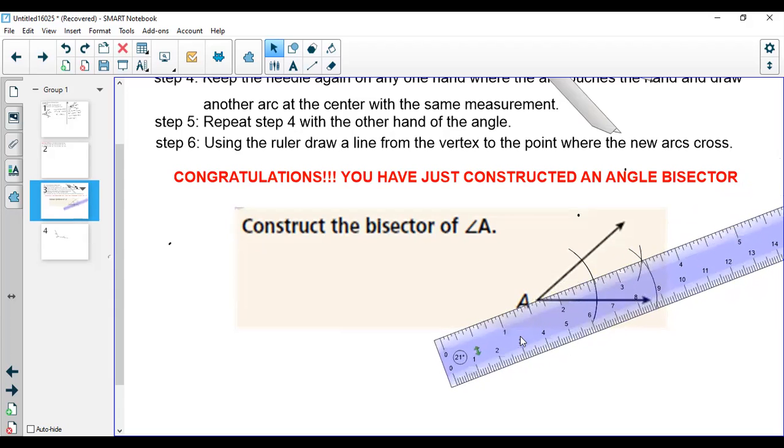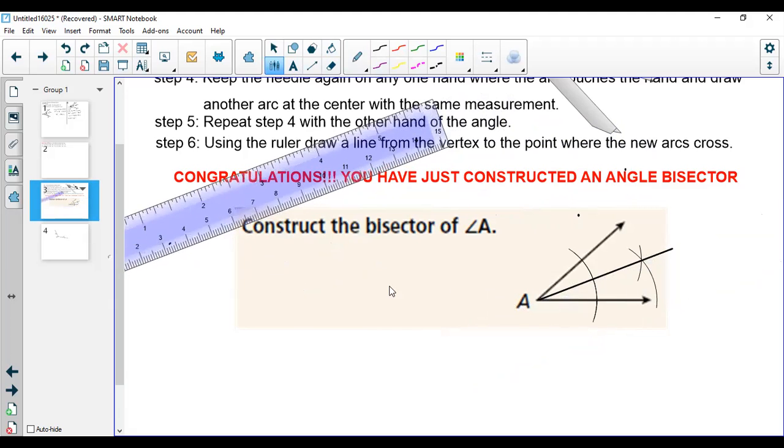Okay, so try your best from the vertex to the point where the arcs cross. All you need to do is draw a line like that and move your ruler. You have just constructed an angle bisector. So you can say that this part of the angle is perfectly equal to this part of the angle. I know it's something new you are learning, but with practice you can become perfect.